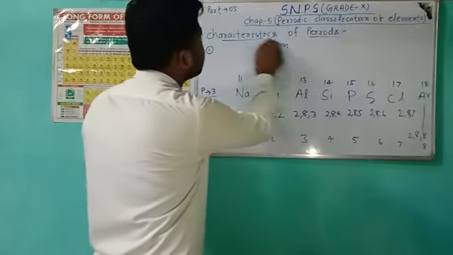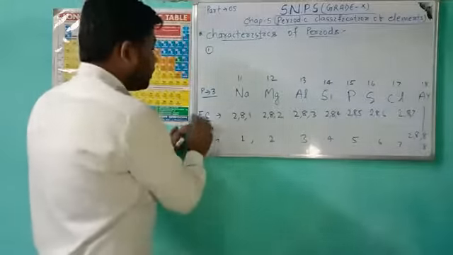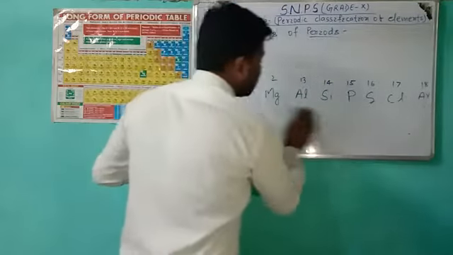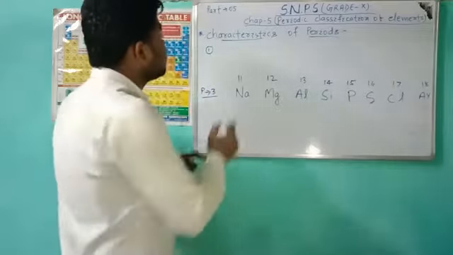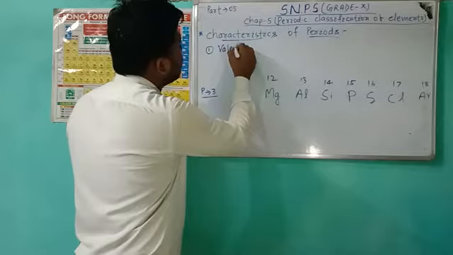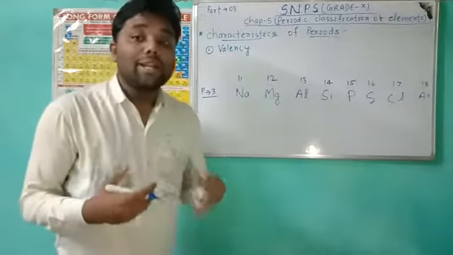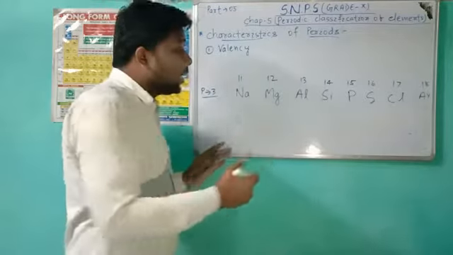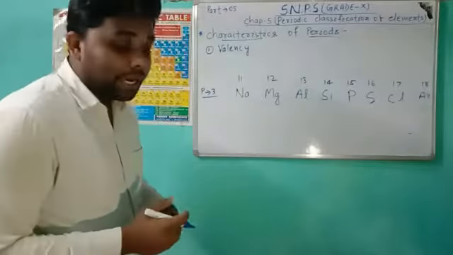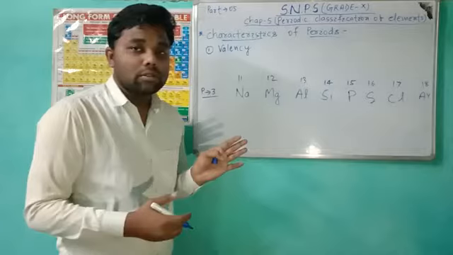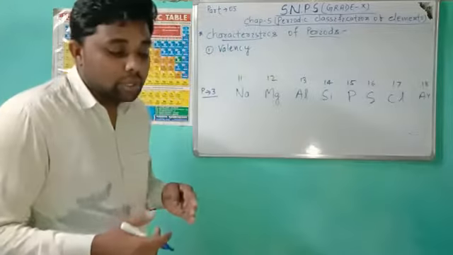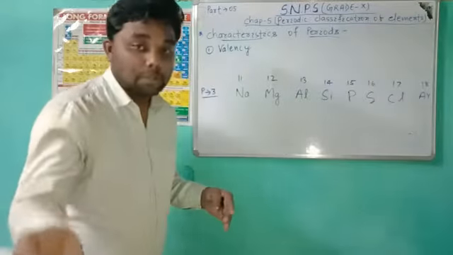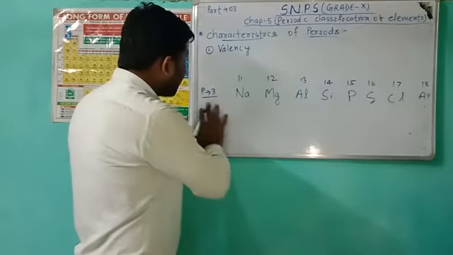Next characteristic is valency. When we talk about valency, and when we go left to right in the periods, then we find that the valency of these elements first increases from 1 to 4 and then decreases.